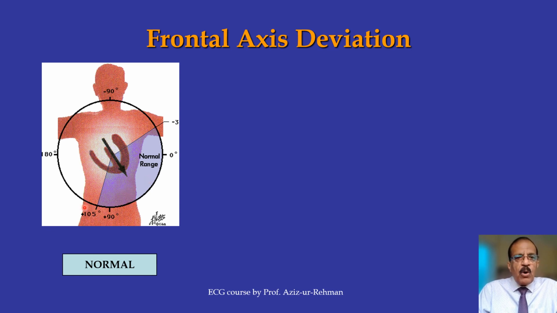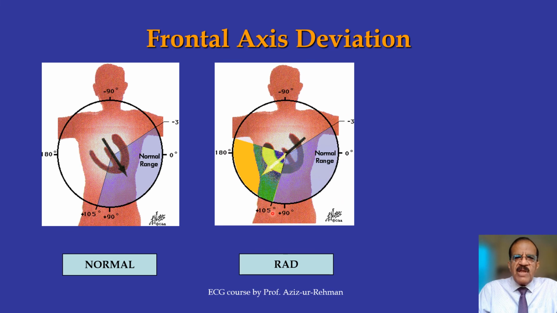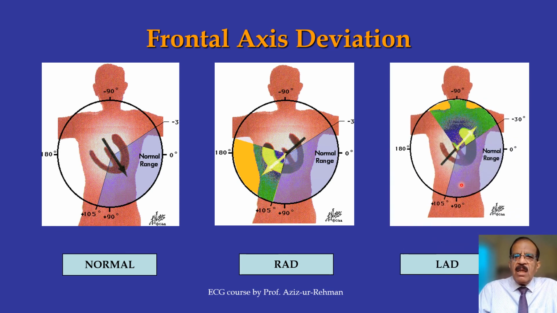And if axes are on this side, this would be right axis deviation, more positive than 105. Okay, this is right axis deviation. And then if the axes are on this side, this is called left axis deviation. This concept would be applicable, I think most importantly, in fascicular blocks, but also in bundle branch blocks, also in hypertrophy pattern, also in dextrocardia. So I think at this stage, we have learned how to determine cardiac axis.